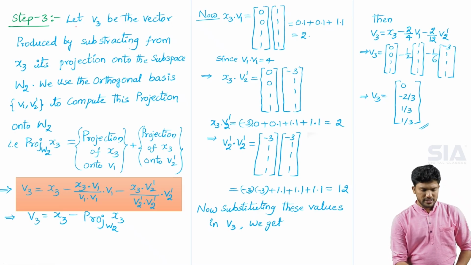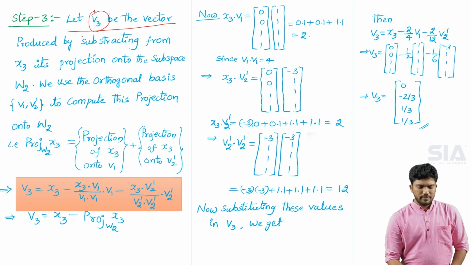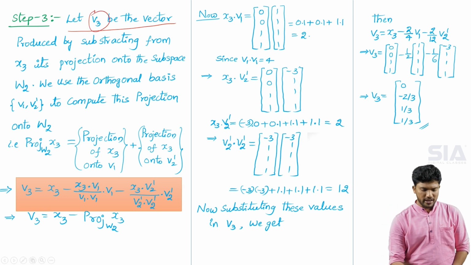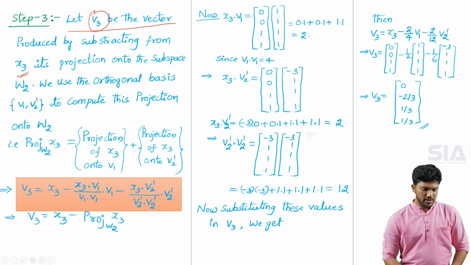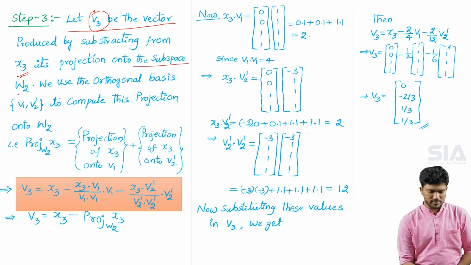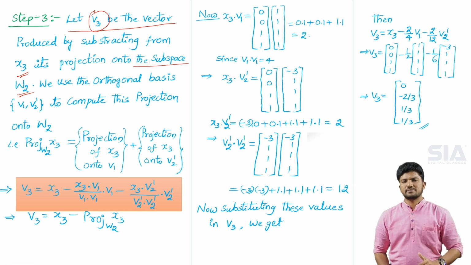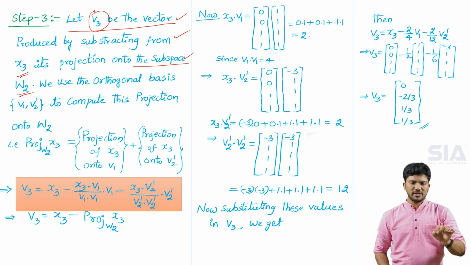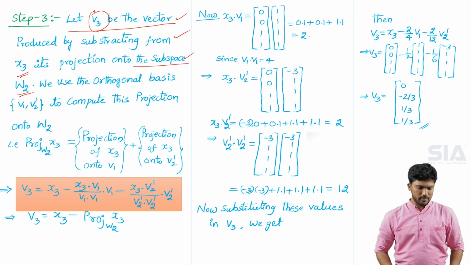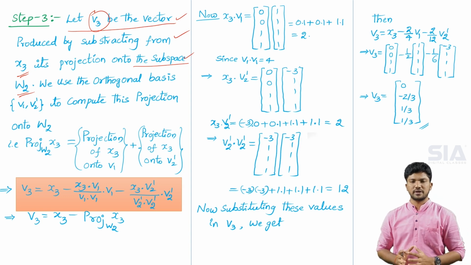Here you can see step 3. Okay, so step 3: let v3 be the vector produced by subtracting from the third vector x3 its projection onto the subspace W2. Just observe the steps from step 1 to step 2, and step 2 to step 3, and how the statements are formed. So, subtracting from x3 its projection onto the subspace W2.